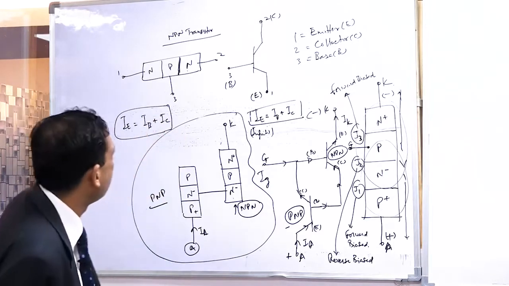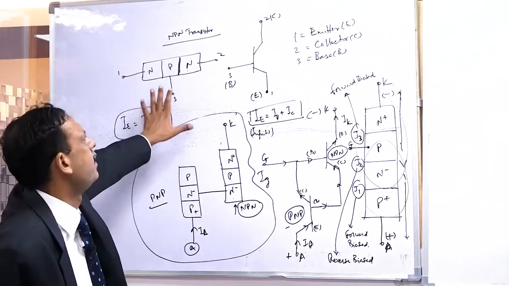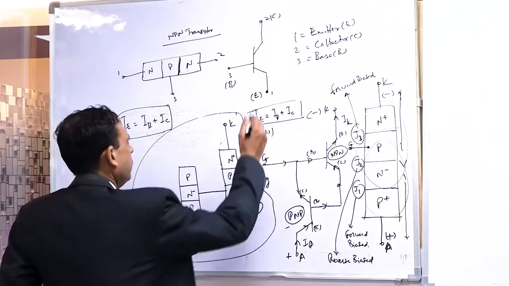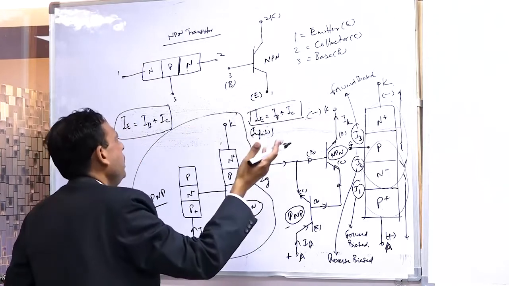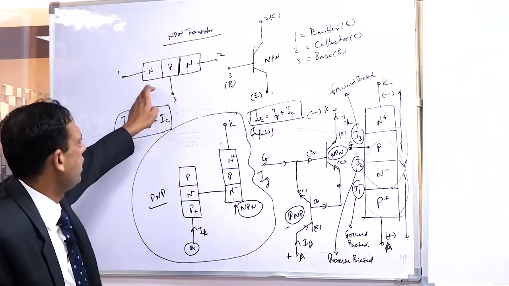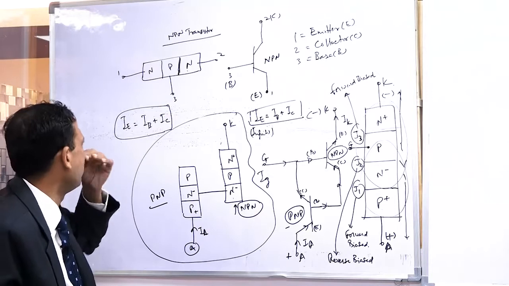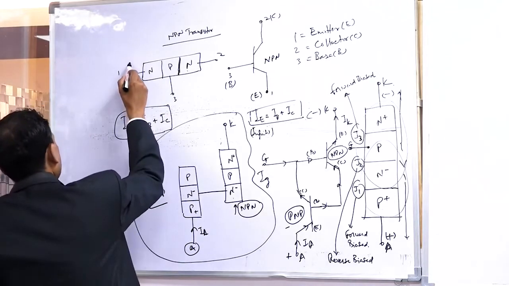What you have to do is just show the direction of the currents. This is NPN. That was PNP. Okay. Instead of PNP, it is NPN. Only the direction of currents you have to write. This is, let us say, the emitter current.